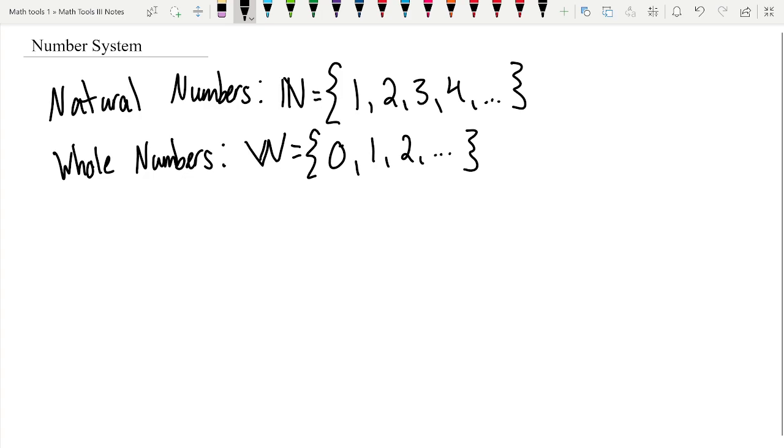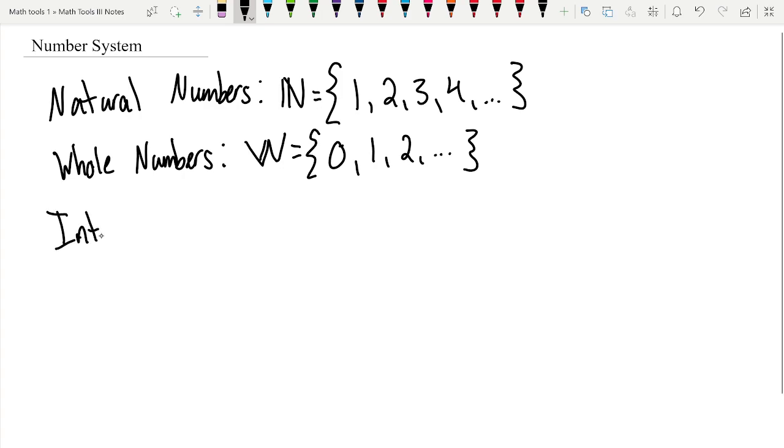So it's not common for the natural numbers to include 0. Sometimes you'll read a book and they'll define the natural numbers as including 0, but typically the natural numbers start at 1. And this is a pretty typical set of numbers to use.